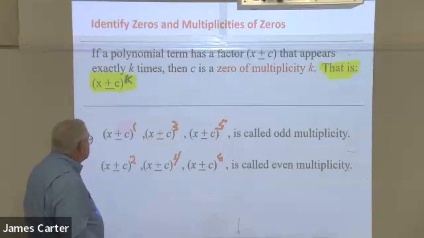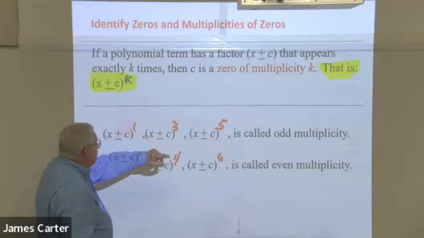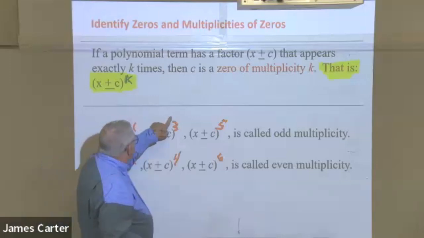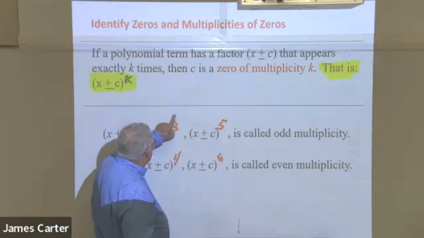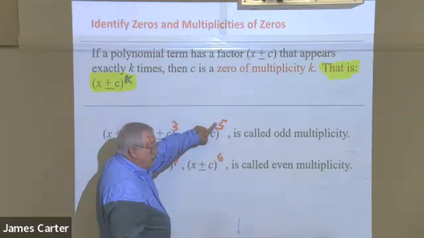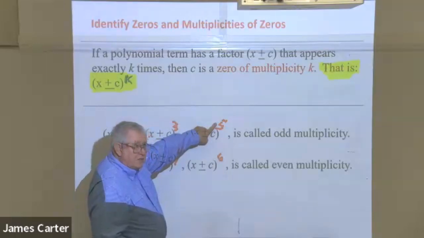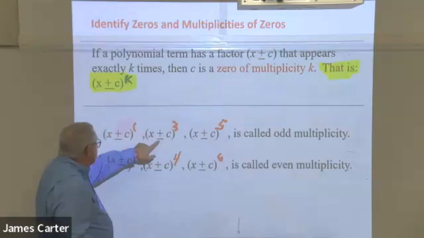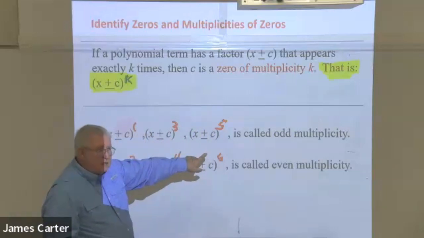So I got ambitious. What is my total multiplicity? 1, 3 makes 4. Or what is my total degree? 4 and 5 is 9, so my total degree is 9. So for the whole thing, I have an odd multiplicity. But let's look at each individual piece.